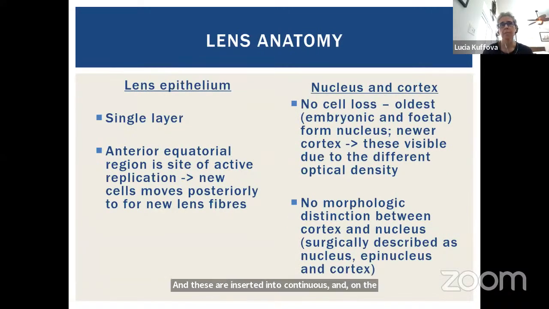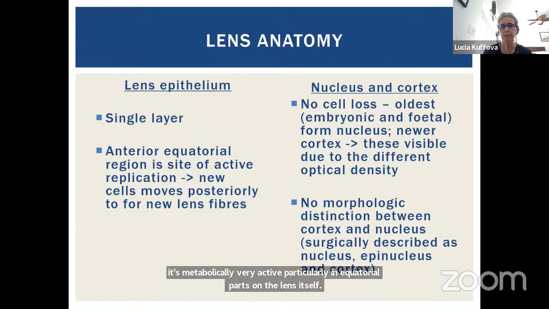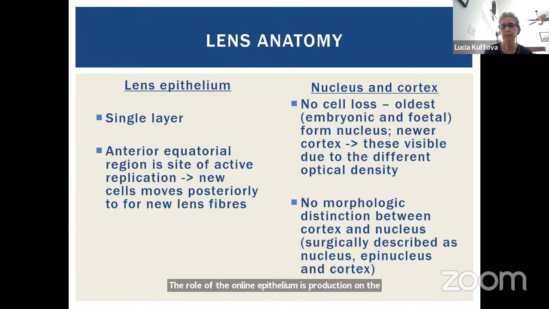The main and very important part of the lens is the lens epithelium, which is a single layer, and it's metabolically very active, particularly in the equatorial parts of the lens itself. The role of the lens epithelium is production of the lens fibers. These then lose their nuclei, forming the nucleus and the cortex.